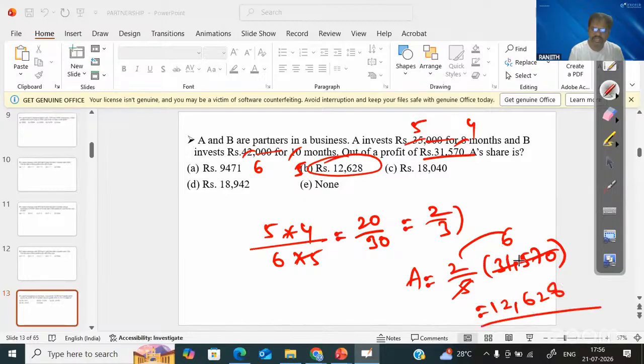5 sixes are 30. 5 threes are 15. 5 fourteens are 70. 2 fours are 8. Answer ends with 8. So the answer equals 12,628.